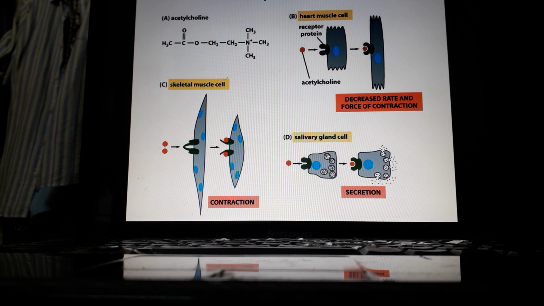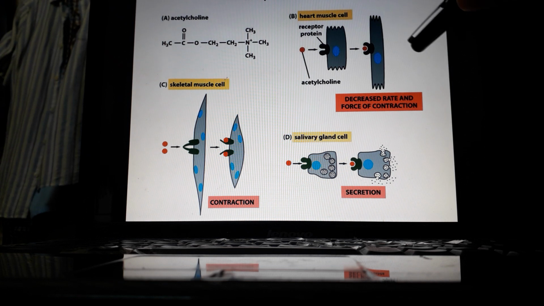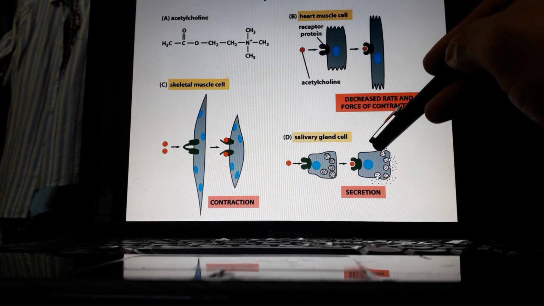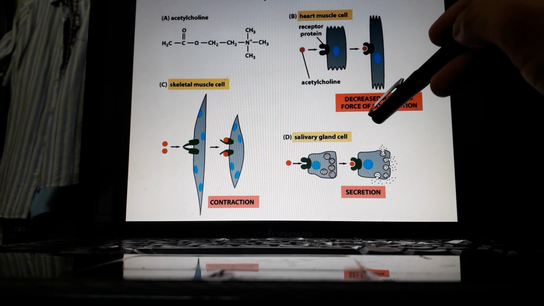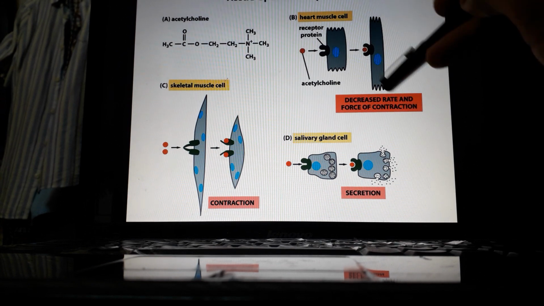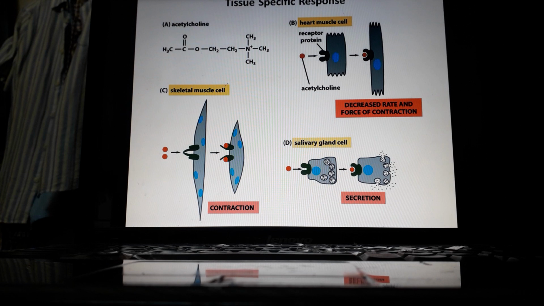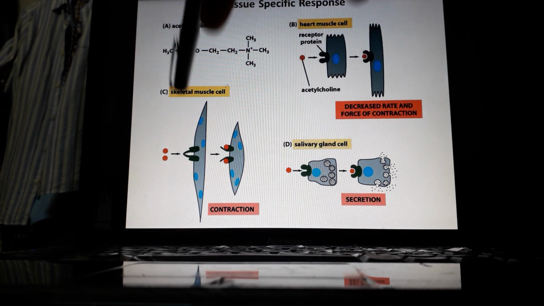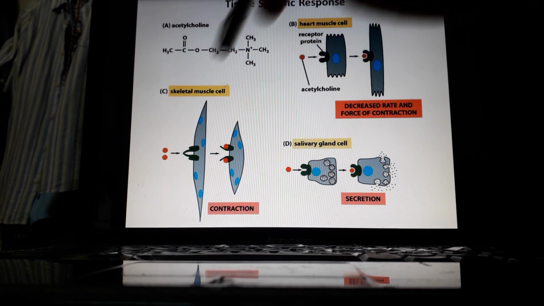Now a basic question comes when a ligand or signal molecule, suppose acetylcholine, elicits differential responses in different kinds of cells, as we are seeing right now. In the cardiomyocytes or heart muscle cells, it decreases the rate and force of contraction, whereas in skeletal muscles it induces contraction, and in case of salivary gland cells it stimulates secretion. Now how can a single molecule elicit differential responses in a tissue specific manner? That is the basic question, right?